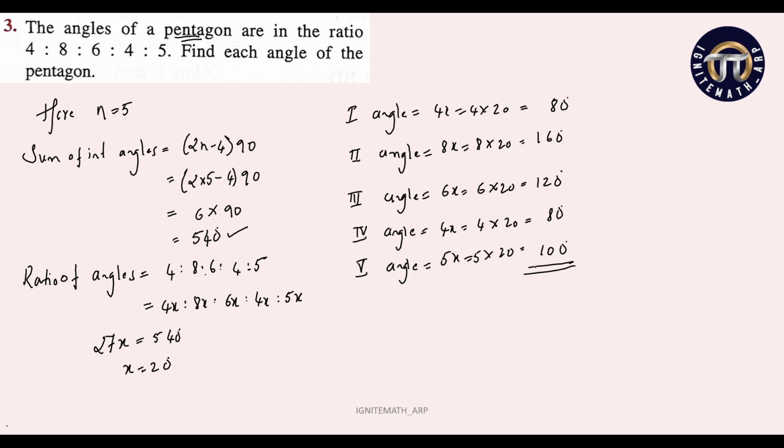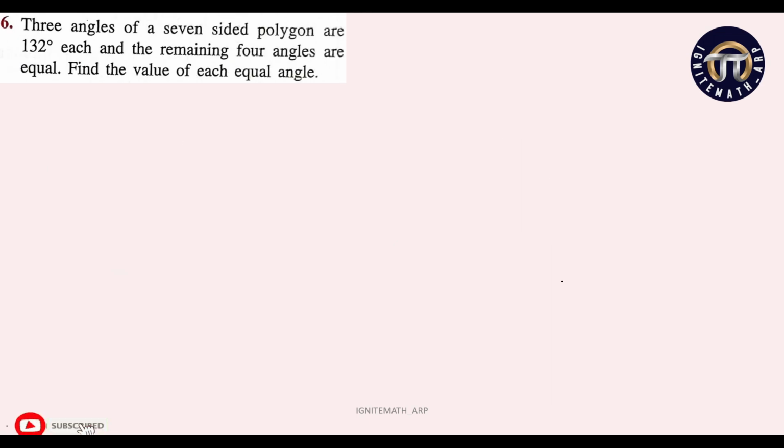You can cross check, children. When you add all of them, you are supposed to get the sum as 540 degree. Now let us move to the next question.